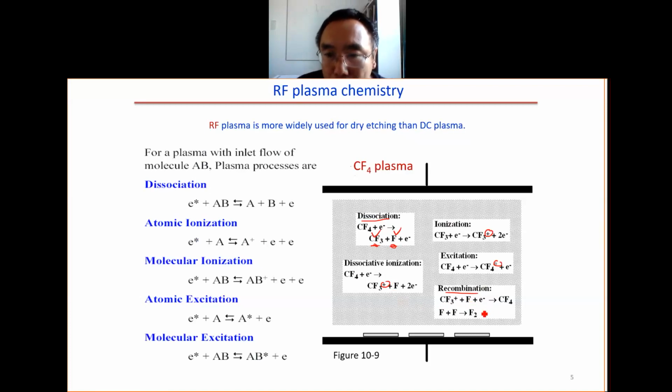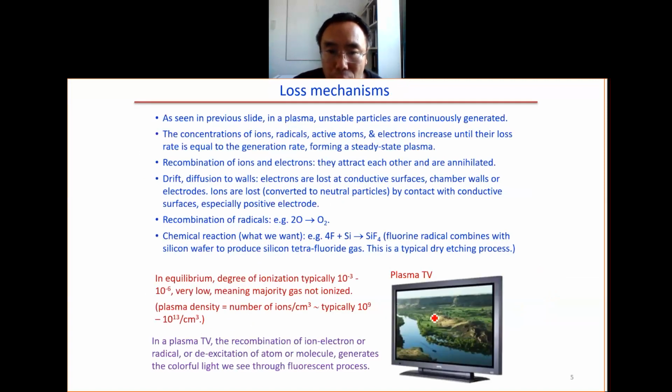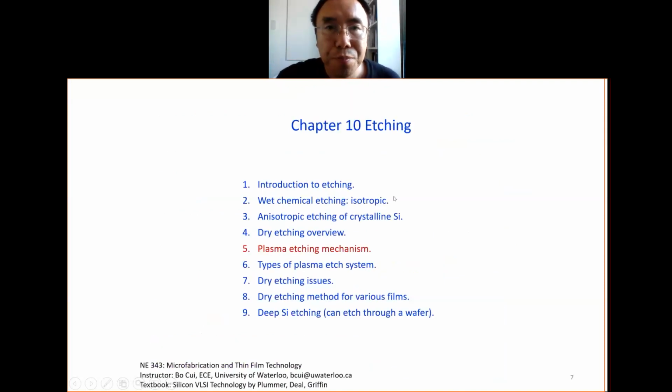So this one will generate light. We call it glow. This light can be used for the TV. This is the glow, plasma TV. Plasma TV was popular about 10 years ago, but nowadays mostly people only use LED TV, no longer plasma TV.